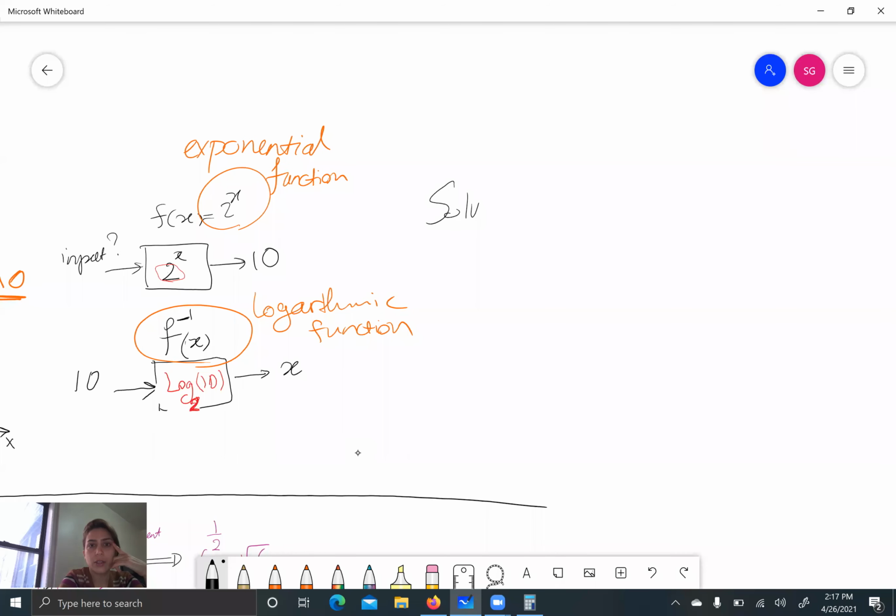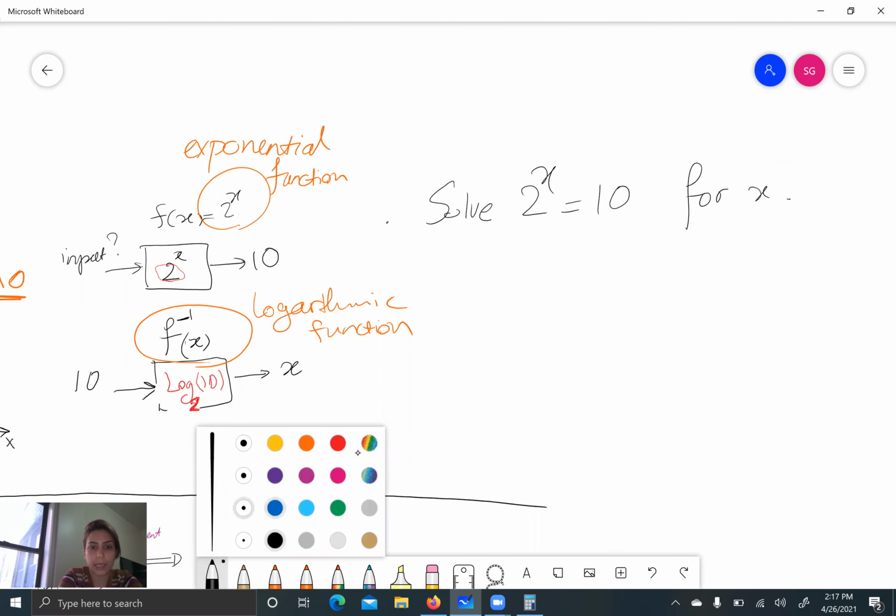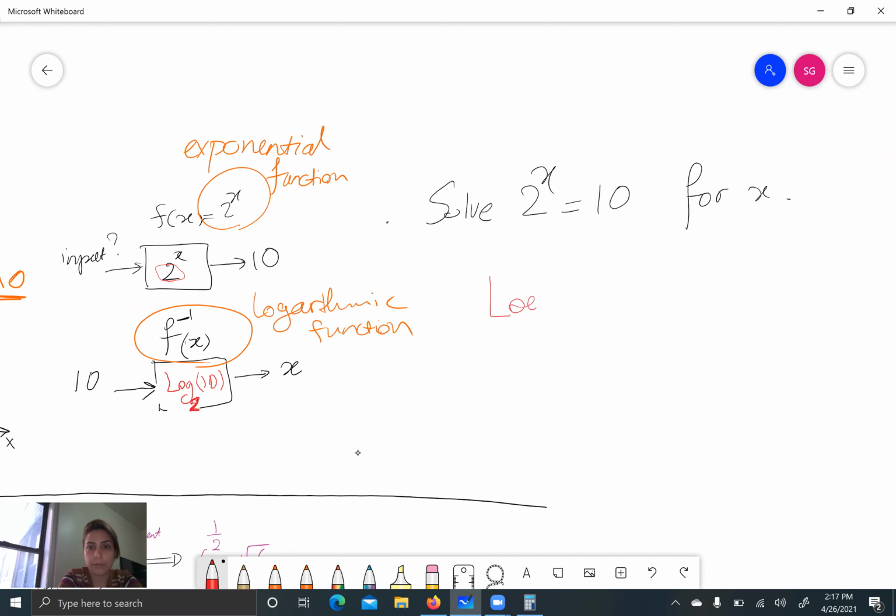Okay, so the question is, solve 2 to the x equal 10 for x. For what x value do you have this? I don't know, but I can now use the logarithmic function, which says this reduces to log of, what is the base? The base is 2. So the question is, what is the logarithm of 10 to the base of 2? That is going to be the answer.